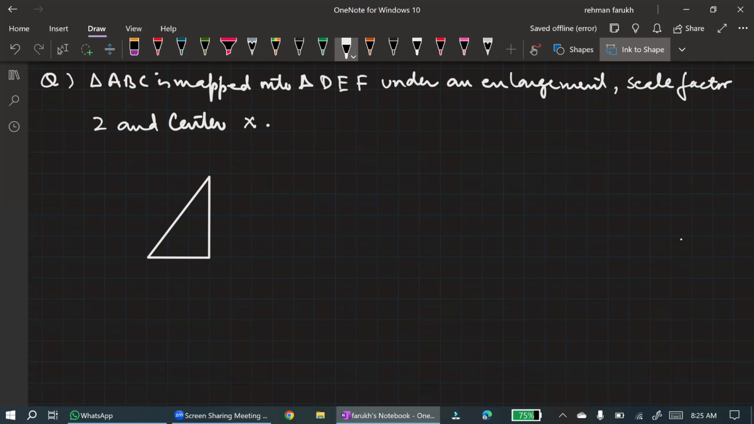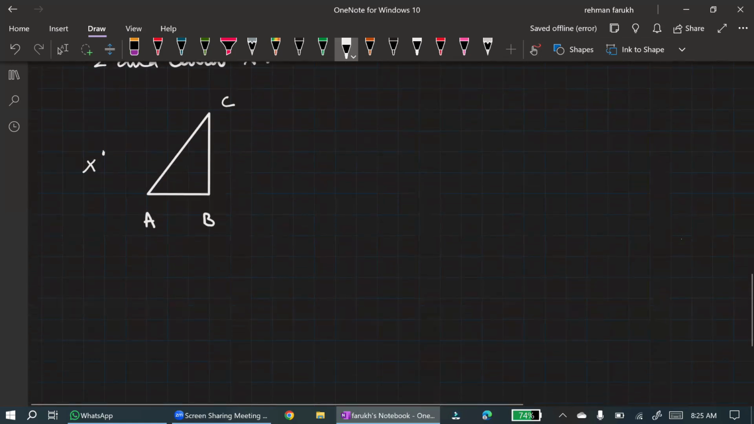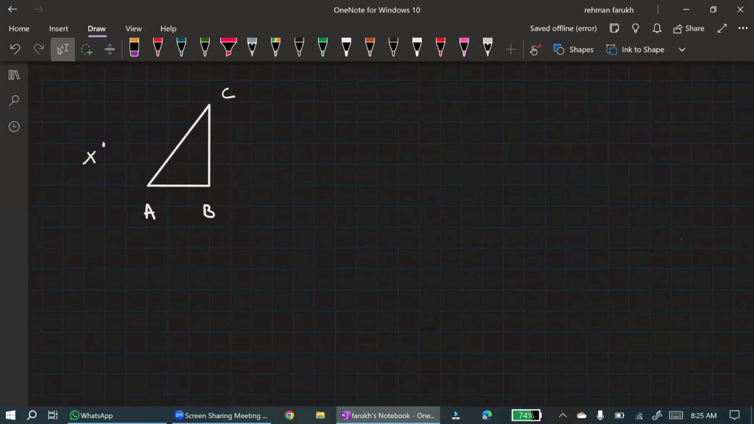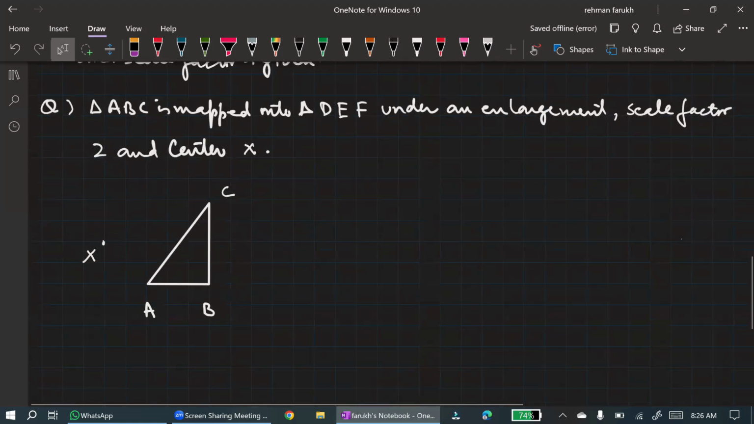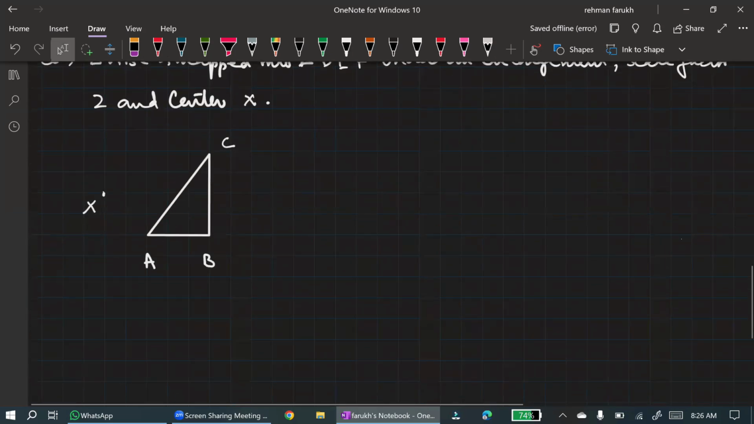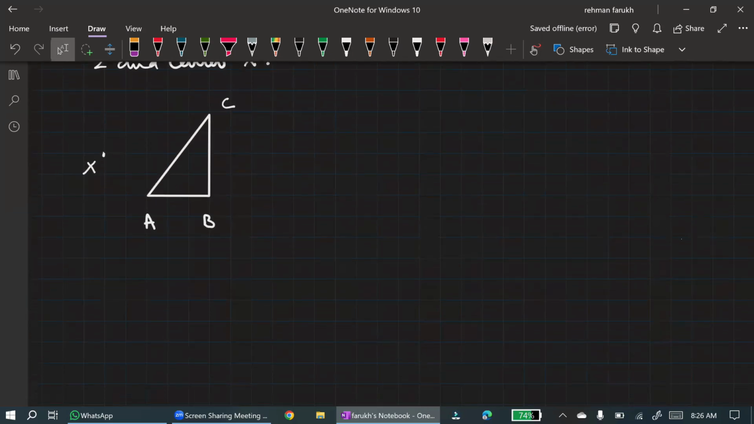This one is the triangle ABC. This one is center X. Now we want to enlarge this diagram with scale factor 2 and center X. Now the scale factor is positive. Image and object will be on the same side of the center.